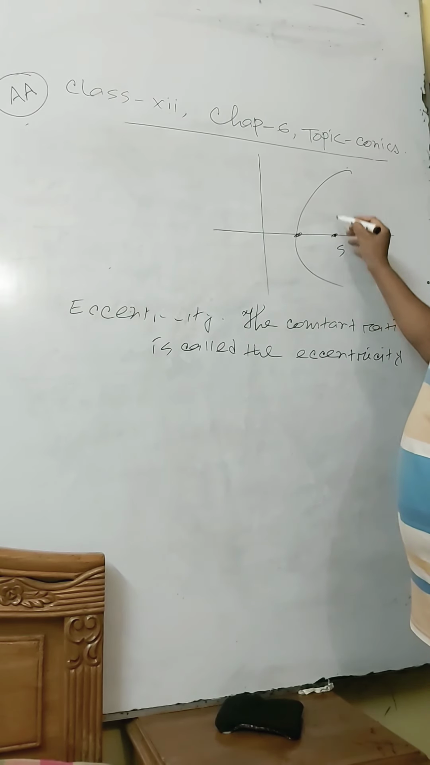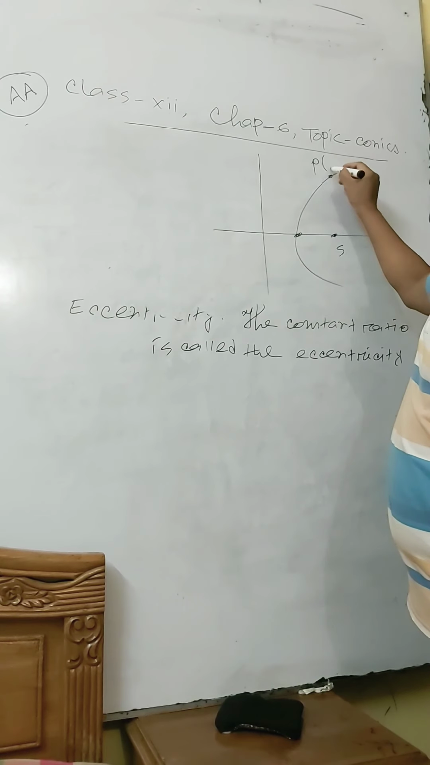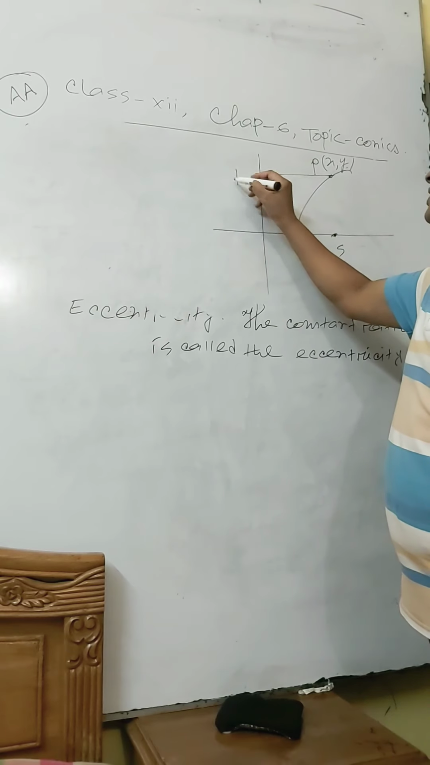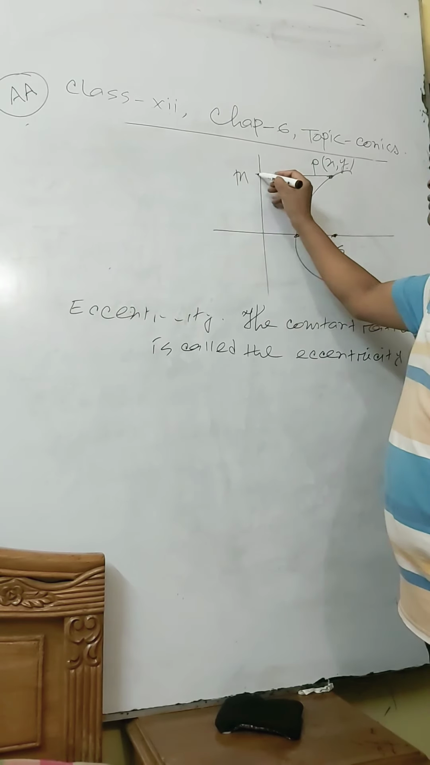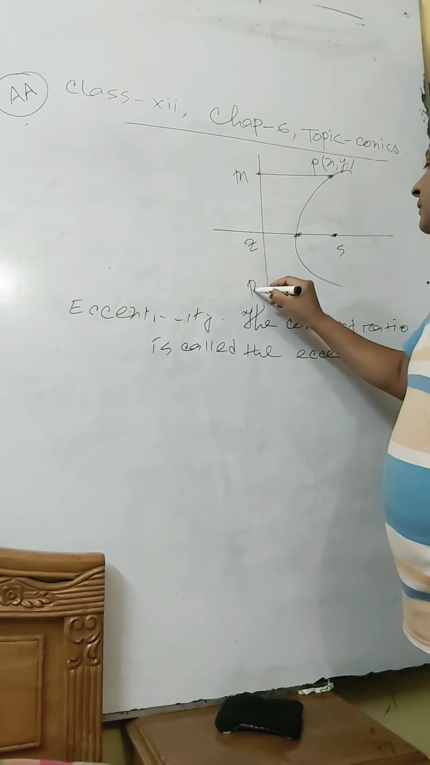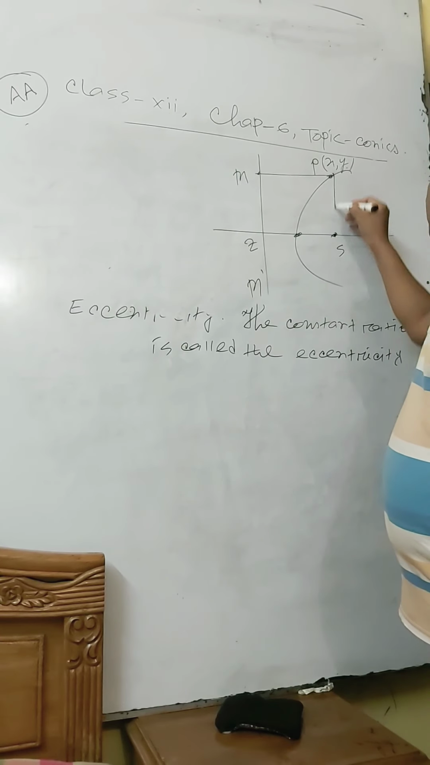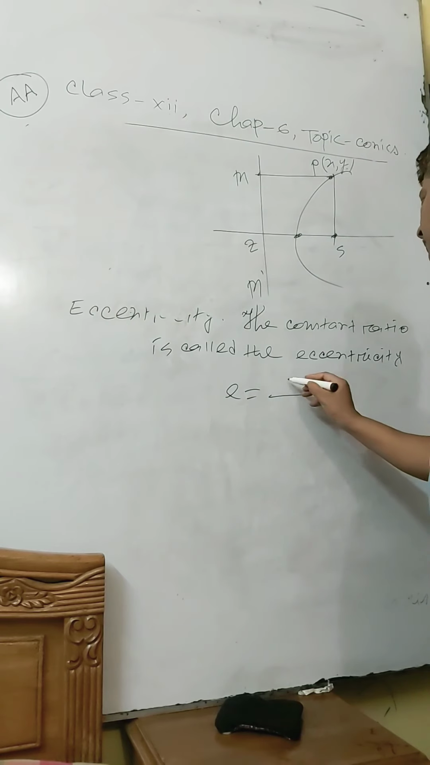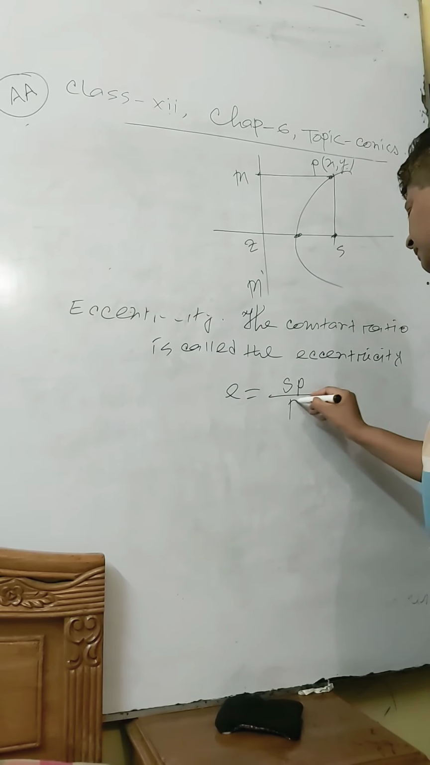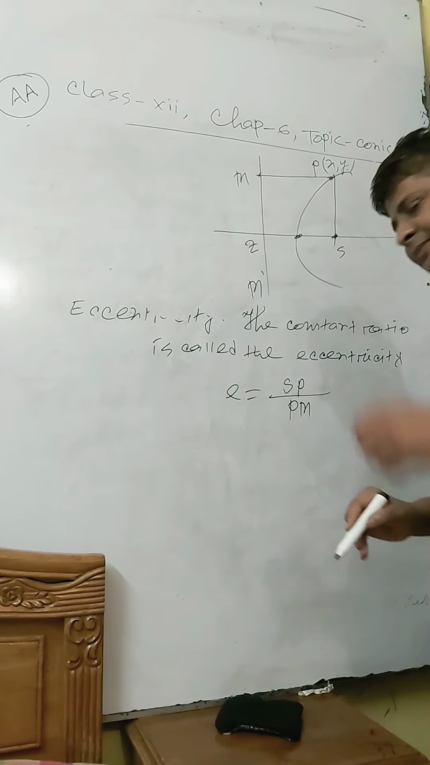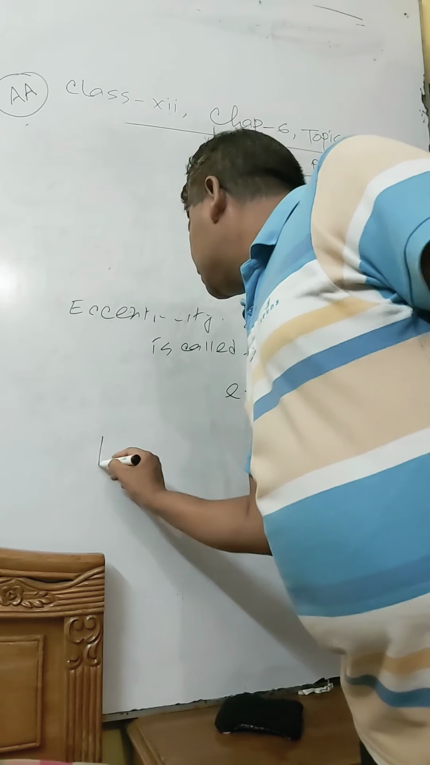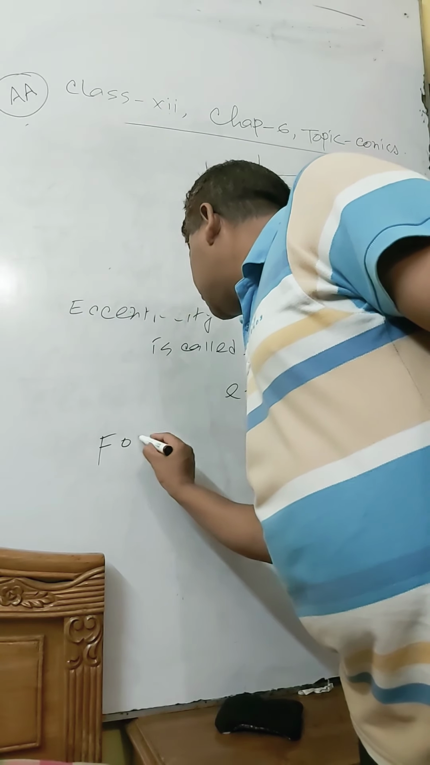This is the fixed point, this is the moving point (x, y), and this is the perpendicular distance from the moving point to the directrix. Therefore eccentricity is generally denoted by e equal to SP divided by PM. Again I reply, what is focus? Now let us give the definition of focus.